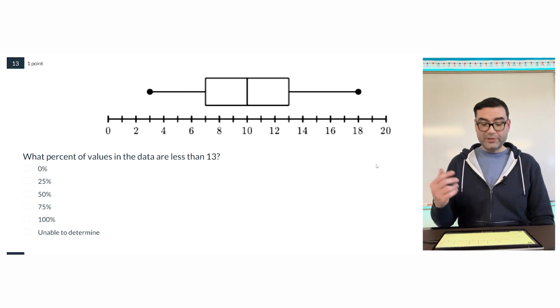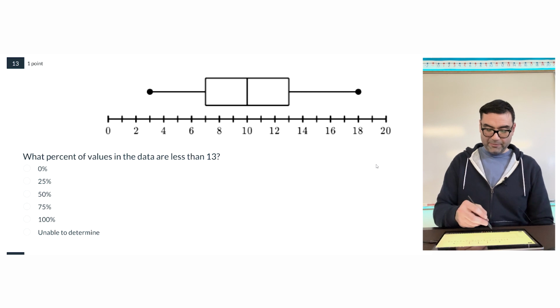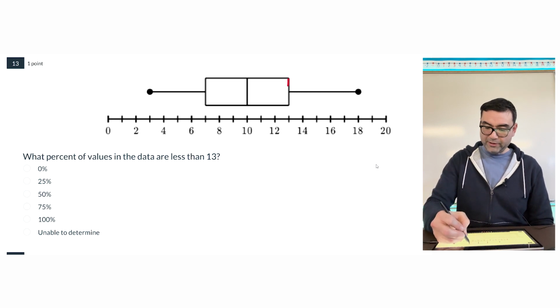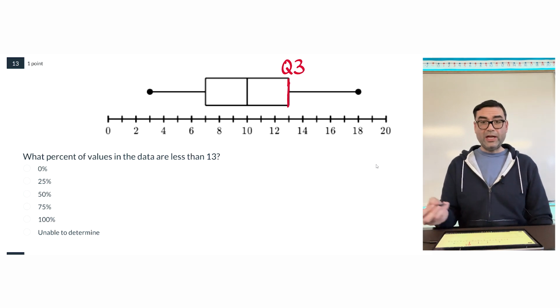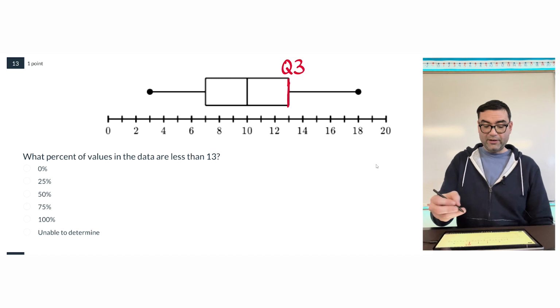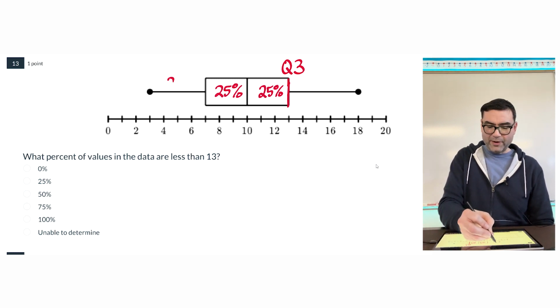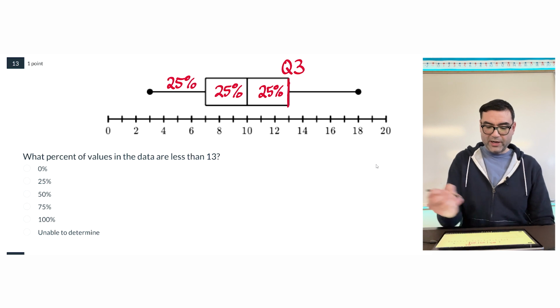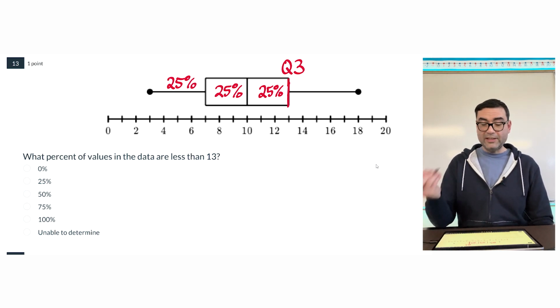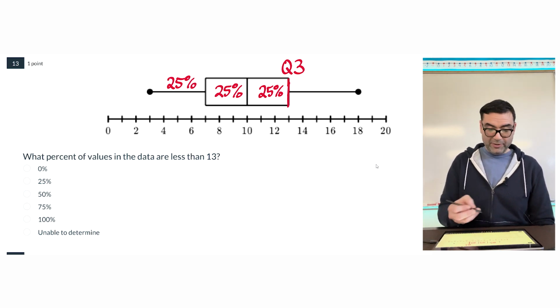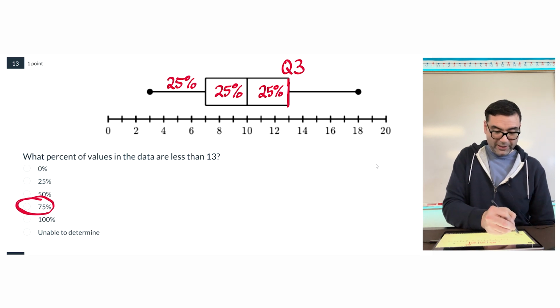Number 13 says what percent of values in the data are less than 13? Well, 13 happens to line up with our quartile 3. So each quartile or each quarter of our data holds 25%. So if we're less than 13, that means 25% is here, 25% is here, and 25% is in this little strand there. So 75% of our data is less than the 3rd quartile, so that would be 75%.